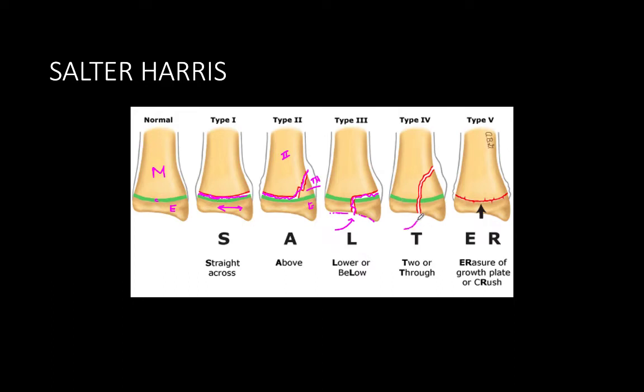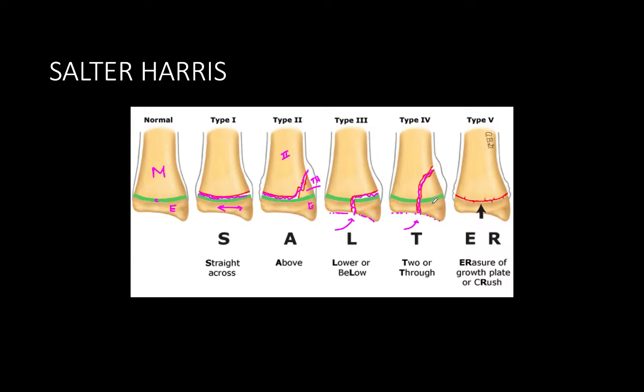Type 4 is pretty bad also, which goes through all three, metaphysis, growth plate, and epiphysis. Bad for all the imaginable reasons, including the fact that there's articular extension of the fracture. These patients will end up with a lipohemarthrosis, right? Fat and blood in the joint.